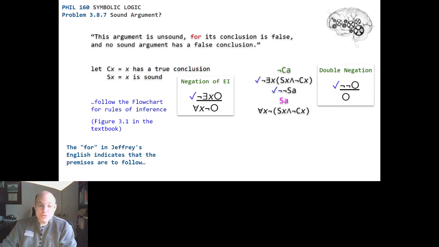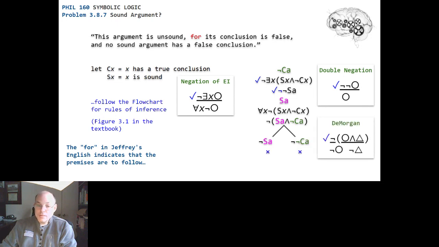We'll end up with two new rows, SA, and then the universal instantiation with the negation after the UI. We'll then go ahead and instantiate the UI with an existing name, A, which creates that new row. We'll apply De Morgan's law for the negation of conjunction. Check that row.